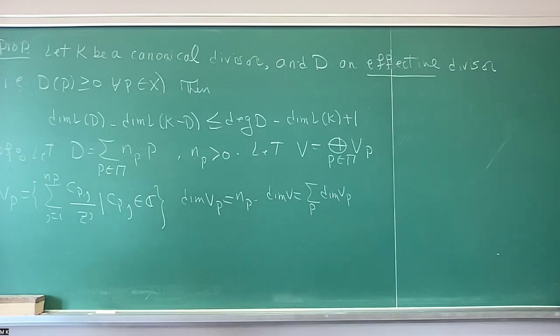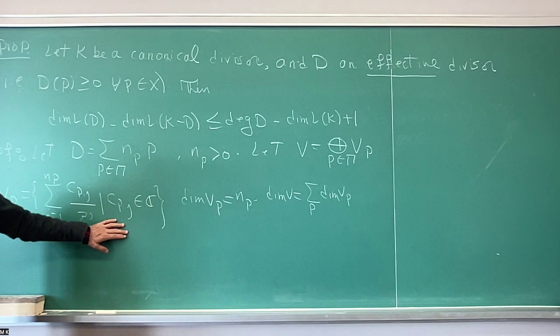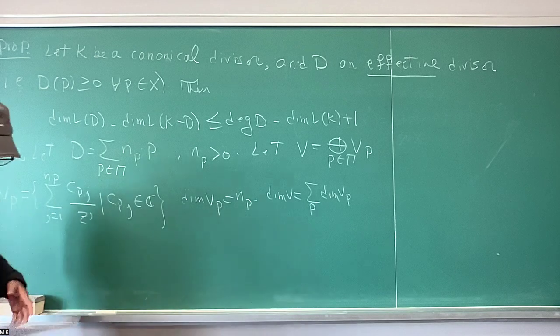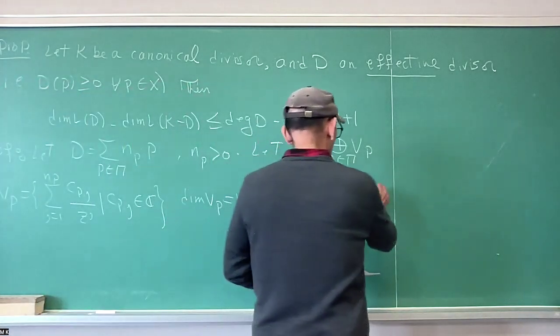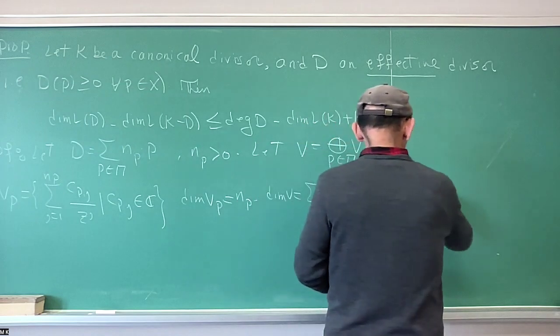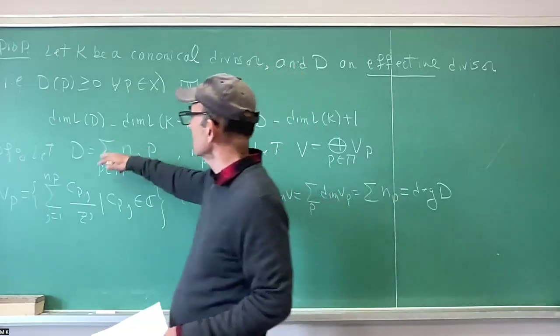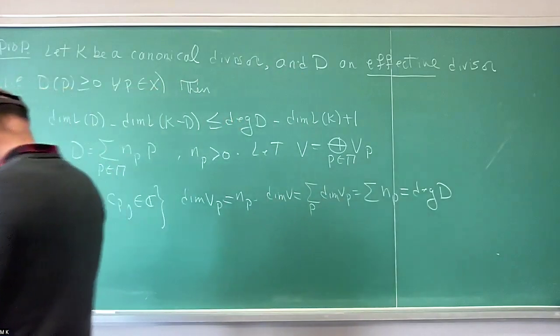Any questions about this VP? This is just completely a formal thing I'm introducing. It's just a high school thing now. It's really nothing more than high school right now. But now I put it into good use, and it becomes graduate level immediately. So the dimension of V is just the sum of NPs, which is the degree of D. When you write it like this, it is the degree, the sum of the coefficients, right?